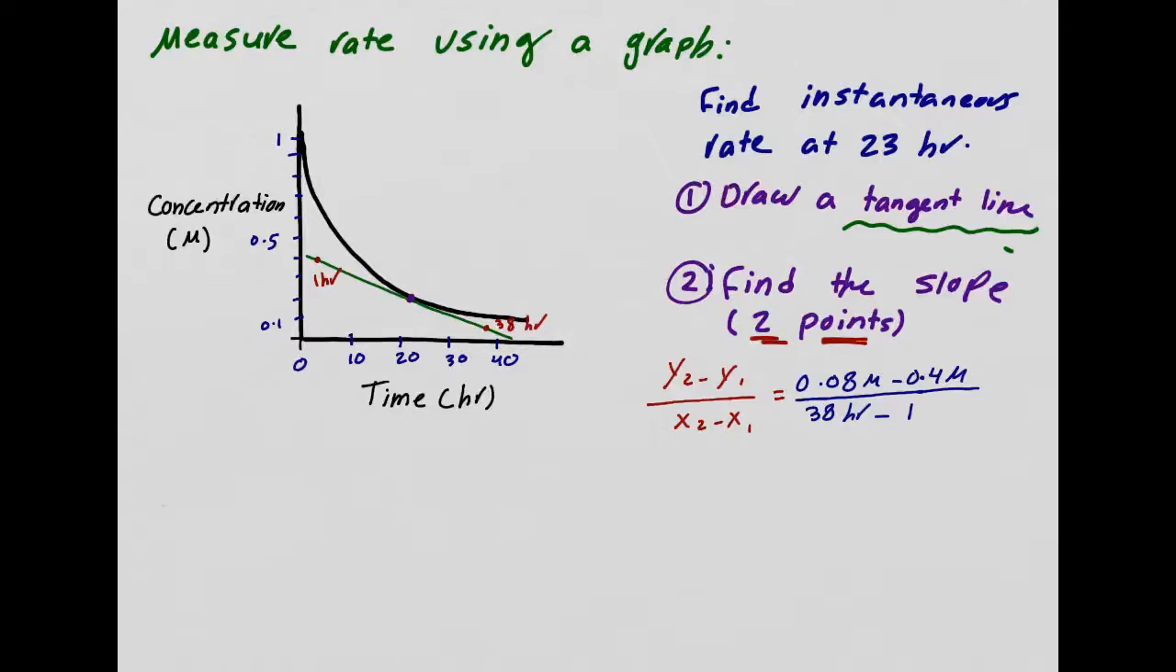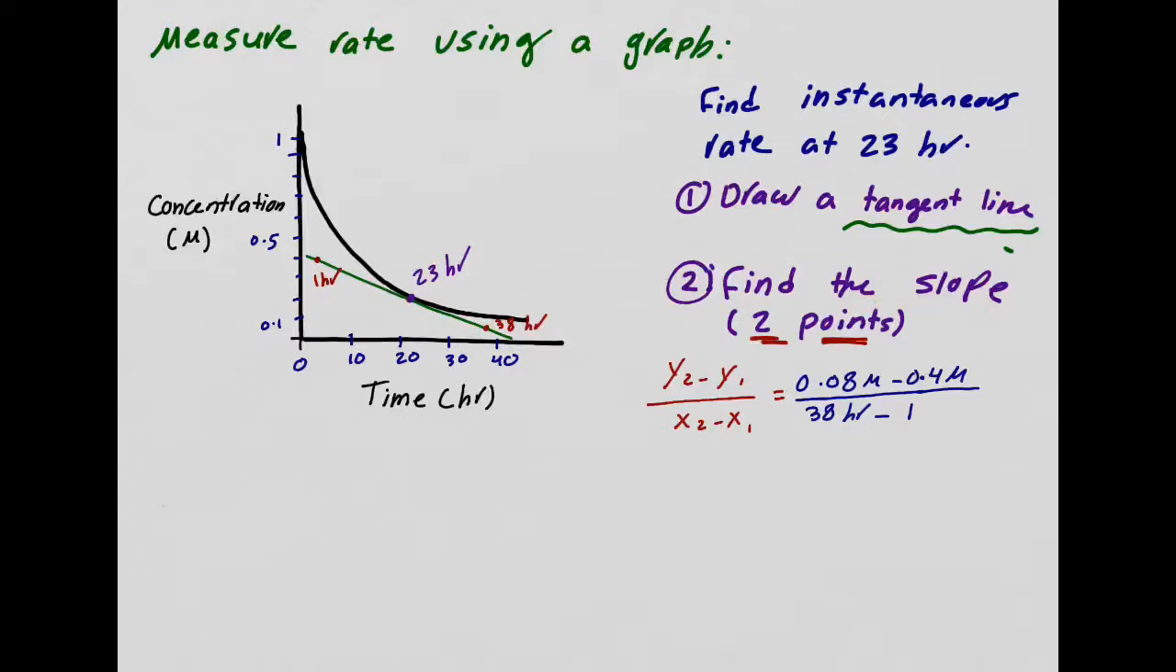Okay, so I drew a tangent line. This is a 23 hour. Let me write this out. So this is a 23 hour. I drew a tangent line, which is a straight line that touches the point that I want. You following me so far? Step 1. Step 2, find the slope.